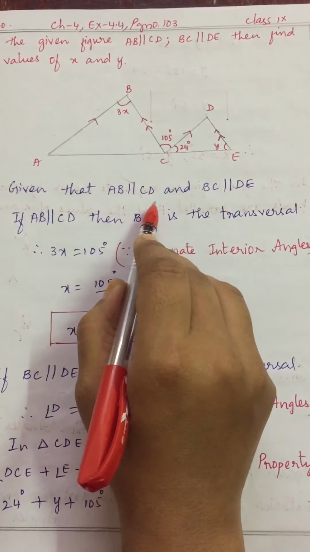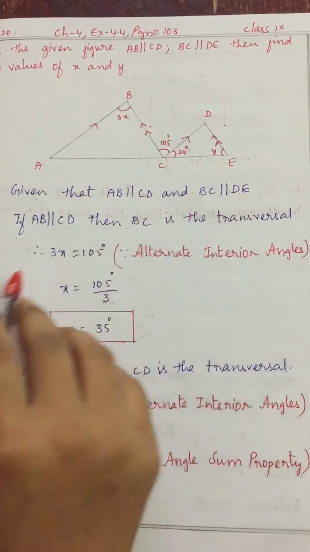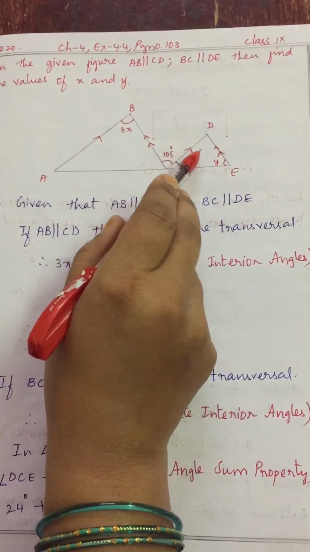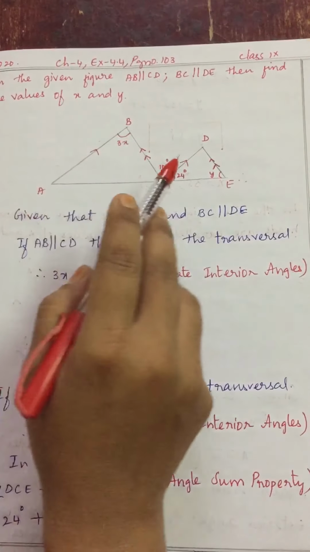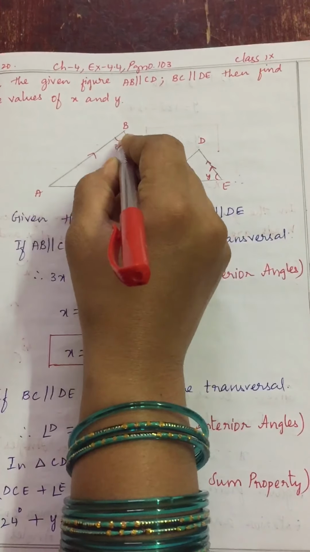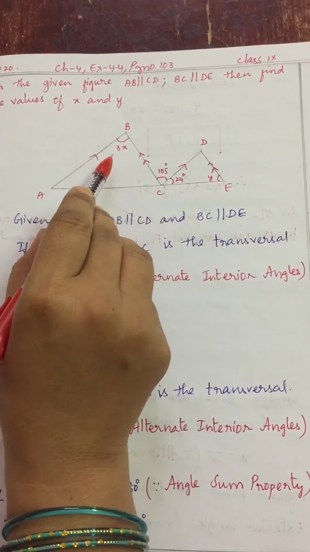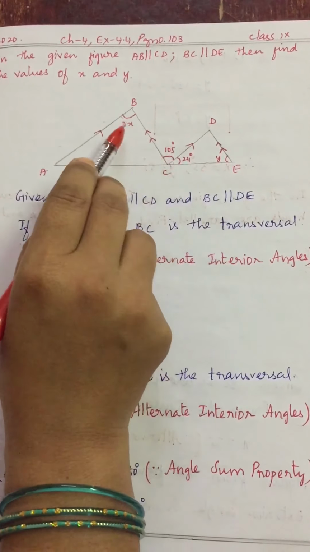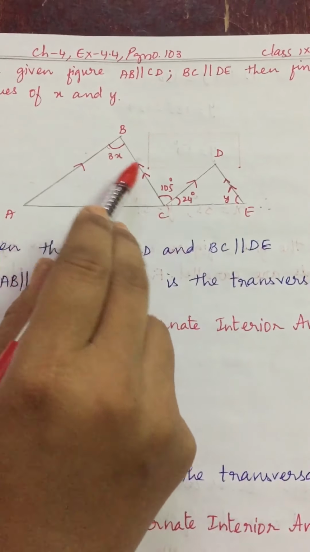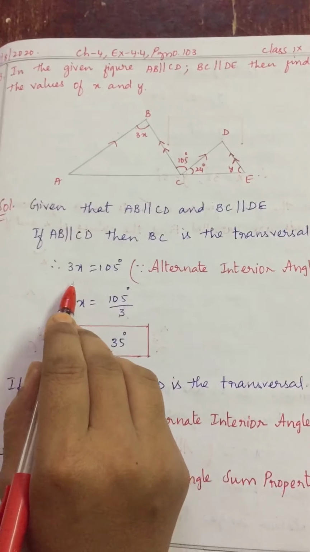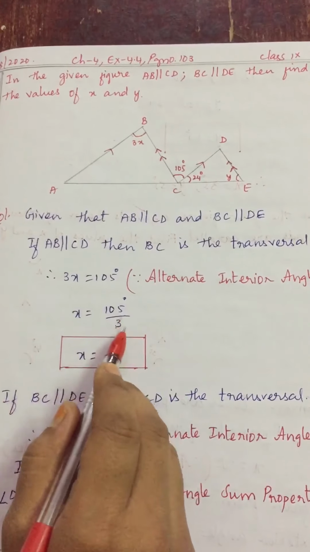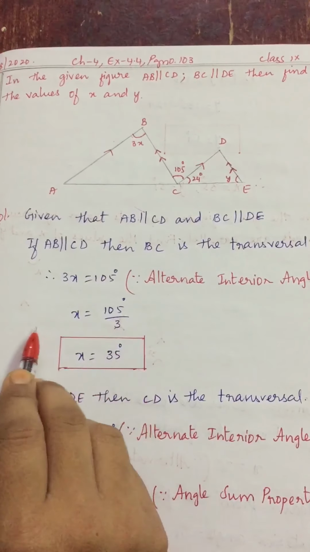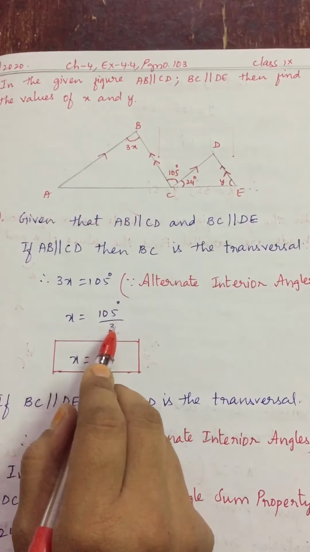Given that AB is parallel to CD and BC is parallel to DE. Suppose AB is parallel to CD, just now I said BC is the transversal. When BC is the transversal, this 105 and 3x, what type of angles are those children? Alternate interior angles. When lines are parallel, alternate interior angles are equal. That's why 3x is nothing but 105. We want x only, send 3 that side, so that will come under the denominator. So x is equal to 105 by 3.